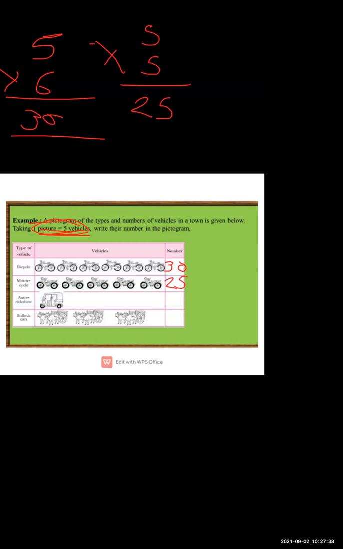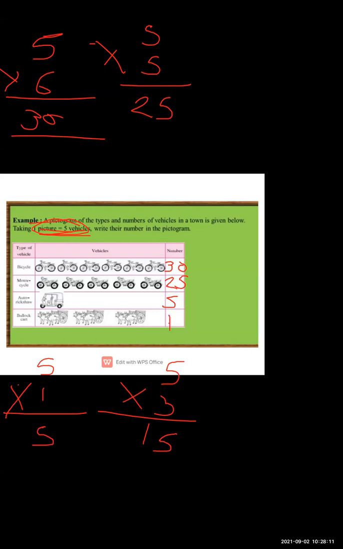Auto rickshaw. There is only one auto rickshaw. So you will multiply 5 by 1. 1 5 is 5. It means only 5 auto rickshaws are there. Next is bullock cart. There are 3 bullock carts. So you will multiply 5 by 3. 3 5s are 15. So your answer will be 15. In this way, the pictograms are classified.